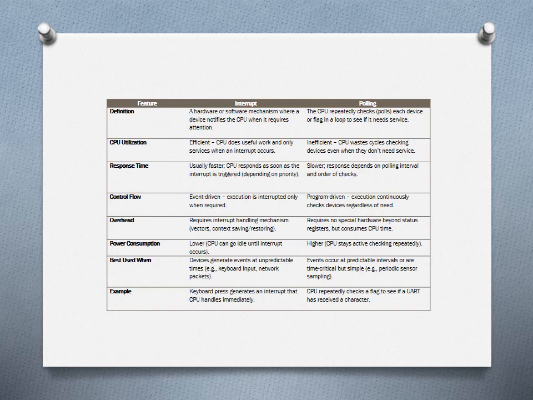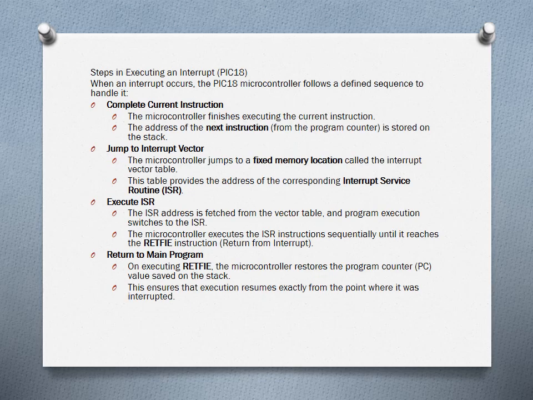Coming to the overhead, it requires no special hardware beyond a status register but consumes CPU time. Again, the processor keeps on checking, so it is wasting its time. The power consumption is high because it has to stay active all the time, and this is best used when you have predictable intervals, because from time to time the processor can go and check. For example, the CPU repeatedly checks flags to see if a UART, in the case of serial communication, has received a character. And what happens when an interrupt occurs?